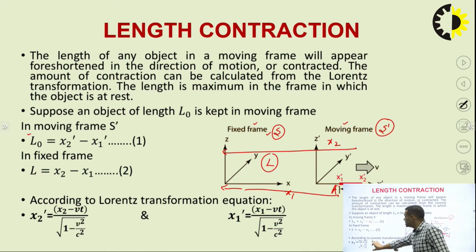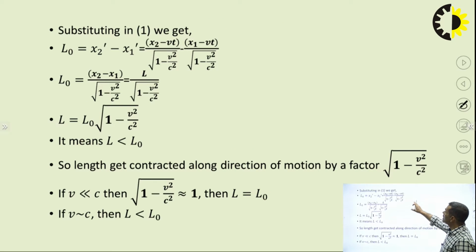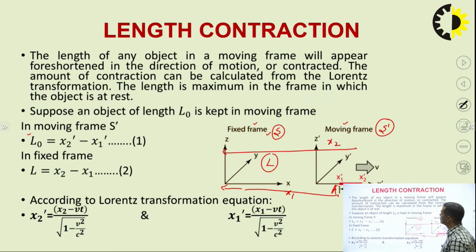So this is the time. Okay, so we can write this relation. Similarly, we can relate x1 prime coordinate and x1 in two inertial frames of reference. So the value of x1 prime will be (x1 minus vt) divided by root 1 minus v square upon c square.